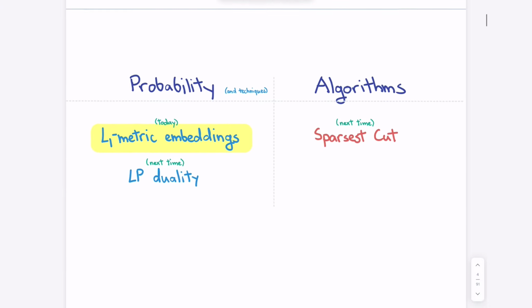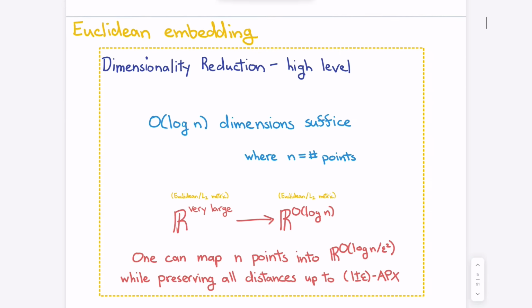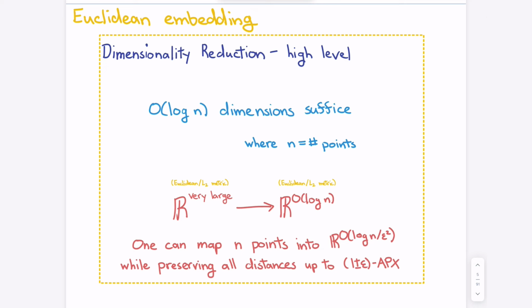So in a full class, we would do all these at once, but since our class is a little shorter, today we'll just try to focus on the embedding part of it, which is really the randomized part of it. And we'll talk about these L1 metric embeddings, and then we'll deal with graphs next time. If I have time, I can still introduce it a little bit today.